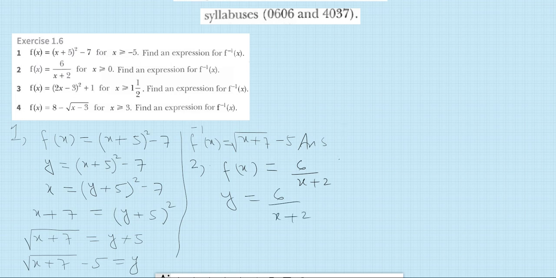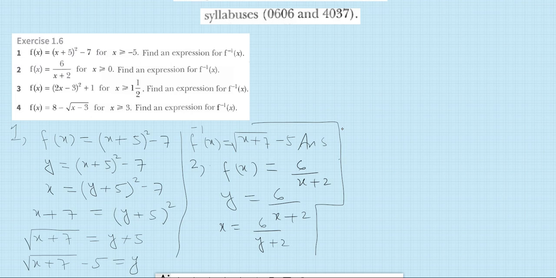So this is 6 upon x plus 2. The second step is interchange x and y. So this y becomes x and this x becomes y. The third step is to make y as a subject.